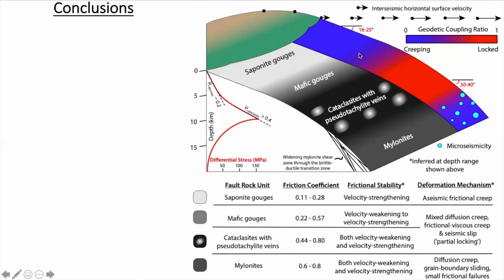So in red and blue, we have the inferred degree of locking as seen geodetically. And as we transition into the cataclasite units, we see stronger locking, which is transmitted to the surface as a dip in the velocity profile in the coastward velocities. As the fault steepens at depth, we transition back into the mylonitic shear zone, which is predominantly creeping with these small microseismic failures.